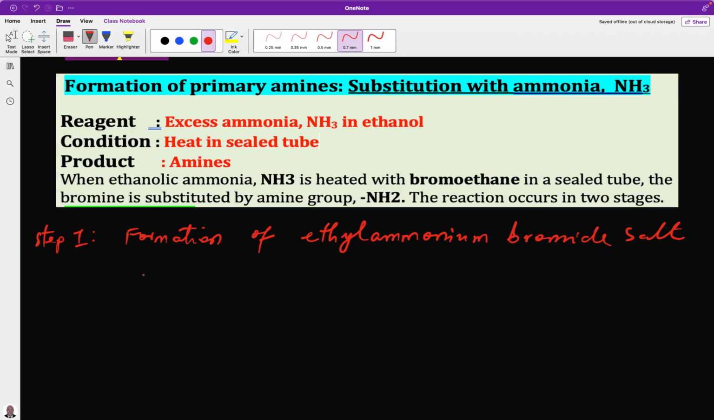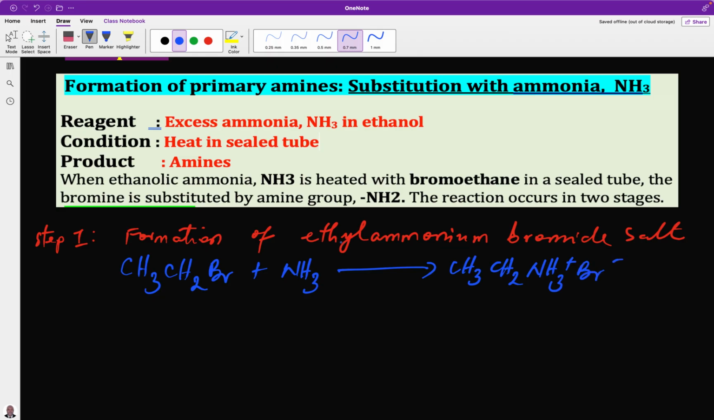And this is how it is. Let me write it in equation form. CH3CH2Br, that's bromoethane, plus ammonia, gives CH3CH2NH3+ Br-. It's a salt there. It's an ionic salt.